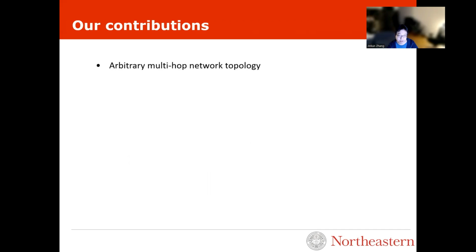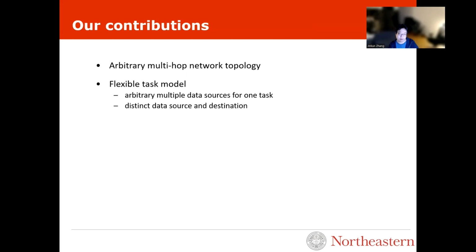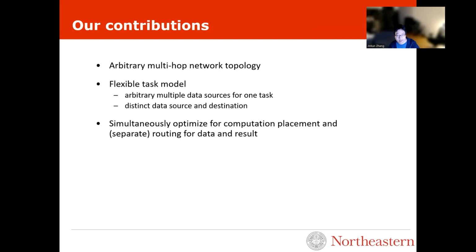First, we allow arbitrary multi-hop network topology. It doesn't have to be a layered or mesh structure. Most of the previous work assumed one of these kinds of specific structures. And second, we use a flexible task model. We allow multiple data sources for one task and allow the destination node to be distinct from the data source. Third, some of the previous work didn't account for the size of the results, while some of them did, but it's merely transmitted in the reverse path of the data. However, we separately optimize the routing for both data and result, as well as the computation placement.